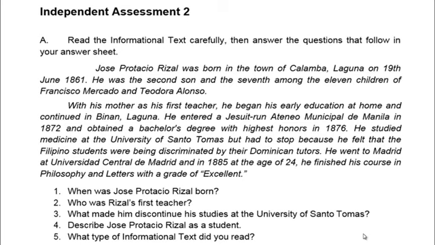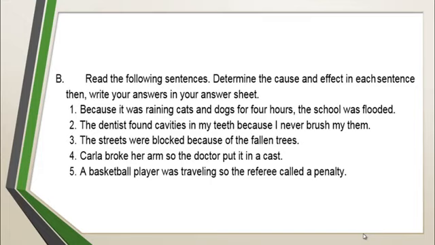B. Read the following sentences. Determine the cause and effect in each sentence, then write your answers in your answer sheet. 1. Because it was raining cats and dogs for 4 hours, the school was flooded. 2. The dentist found cavities in my teeth because I never brush them. 3. The streets were blocked because of the fallen trees. 4. Carla broke her arm so the doctor put it in a cast. 5. A basketball player was traveling so the referee called a penalty.